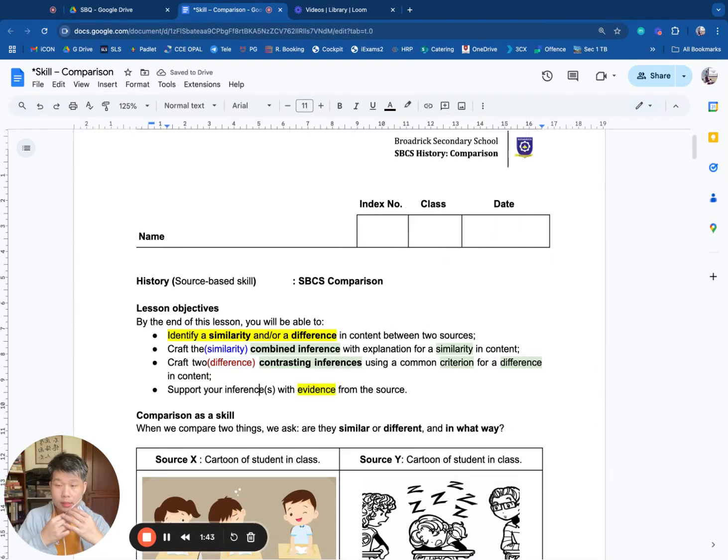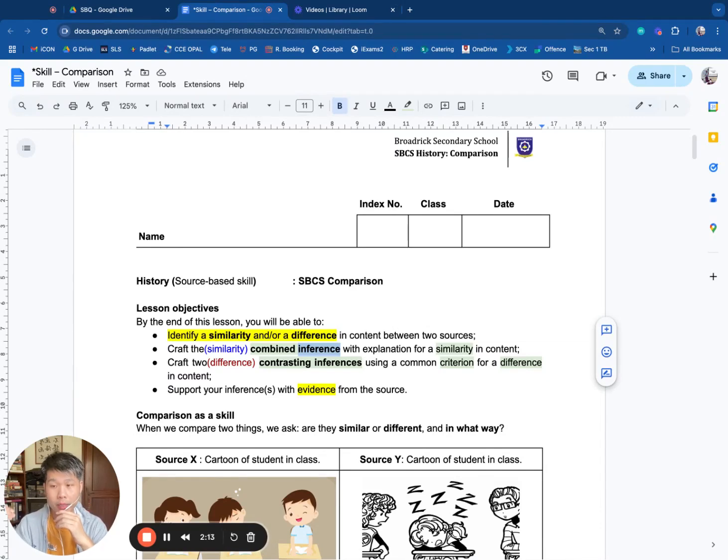In this case, there are two things I want you to take note of. First, you might be confused what's going on with a similarity and a difference. What is a combined and what is a set of contrasting inferences? Don't be concerned. These are the objectives that you will accomplish by the end of this video. Secondly, you will notice that we are using the word inference. So this skill builds upon the first source handling skill we learned earlier this year, which is inference.